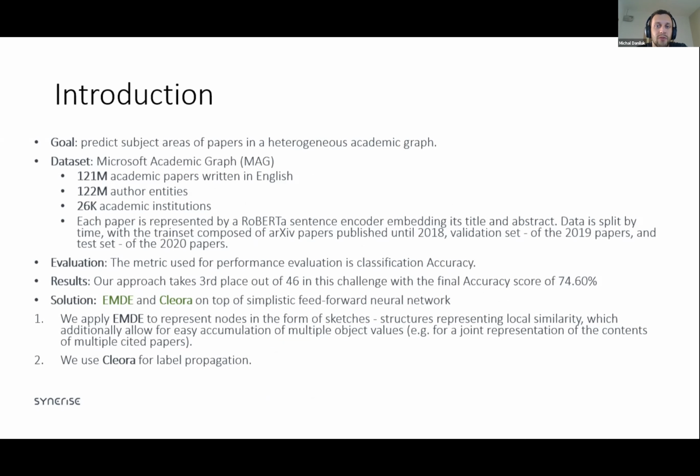And we tackle the task with an efficient model based on our previously introduced algorithms, EMDE and Cleora, on top of the simplistic feed-forward neural network.